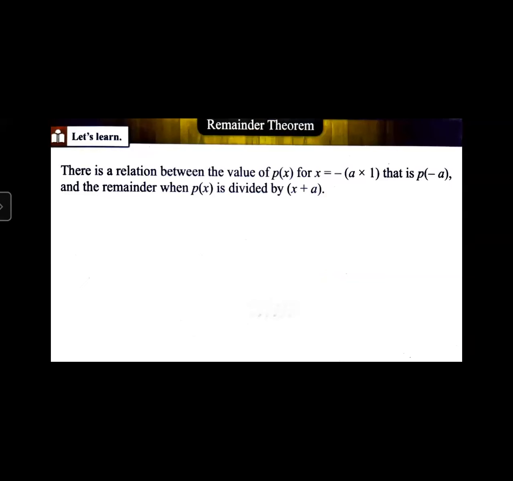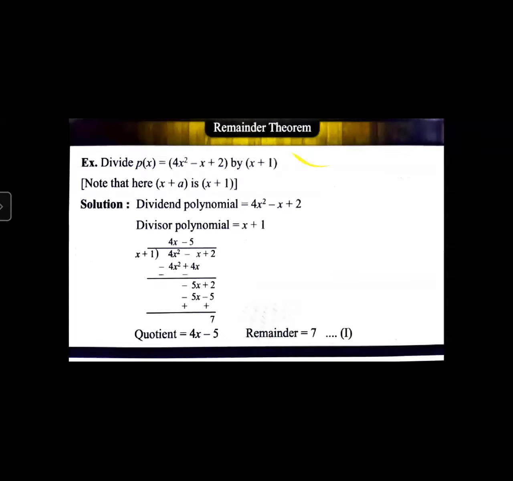So let's start with a solved example. There is a relation between the value of P of x for x equal to minus a, that is P of minus a, and the remainder when P of x is divided by x plus a. So let's take one example. Divide P of x, 4x square minus x plus 2, by x plus 1. Note that here x plus a is x plus 1. So your dividend is 4x square minus x plus 2 and the divisor polynomial is x plus 1.